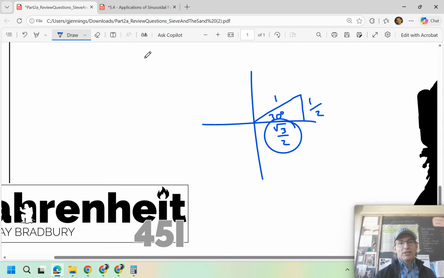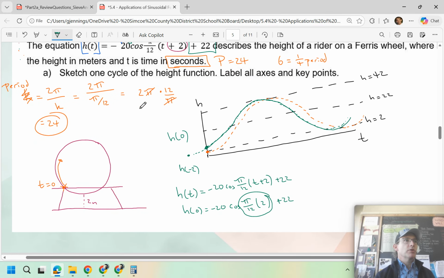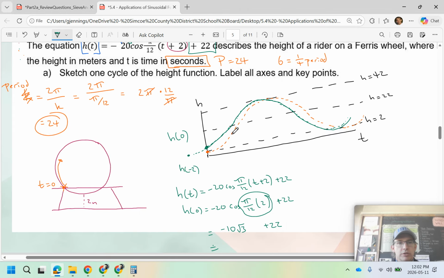Okay. So I evaluate that. I do minus 20 times root 3 on 2, which is to say negative 10 root 3 plus 22. And then we want an approximate answer to what that is. It's 4.7. That's a calculator question. 4.7 meters. So this point here, we could put it on as the y value if we wanted to keep it exact.